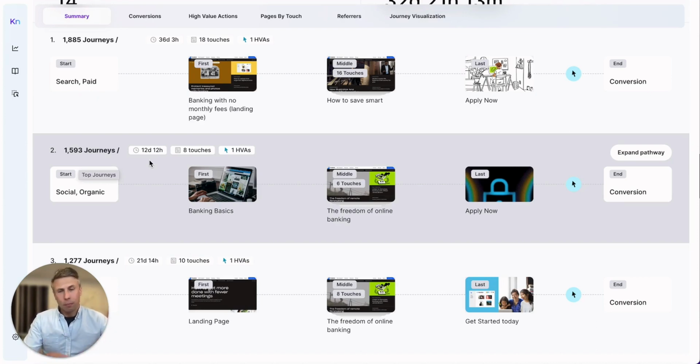At the end of the day, PathwayIQ is all about showing you these combinations of channels, pages, and content that are getting people to convert so that when you optimize, you can increase your conversion rates, decrease the amount of time it takes to convert, all while saving budget along the way.